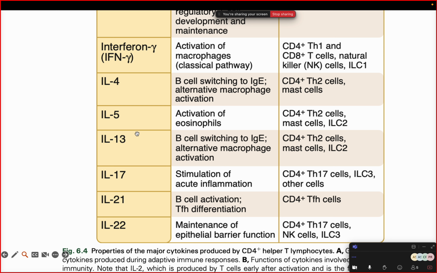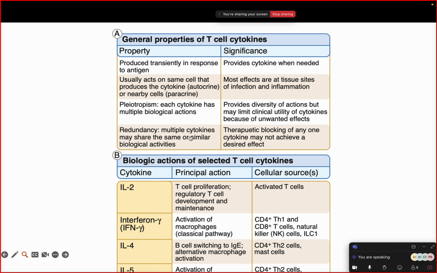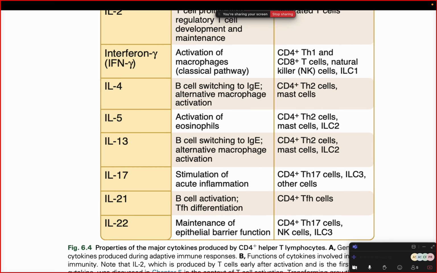Okay. Then we talk about IL-5: the activation of eosinophils, with sources CD4 positive Th2 cells, mast cells, and ILC2. IL-13, or interleukin 13: B cell switching to IgE, alternative macrophage activation. So here you can see IL-4 and IL-13 both have the same function or same mode of action. This is proving the property of redundancy, that two cytokines are performing a similar function. Okay.